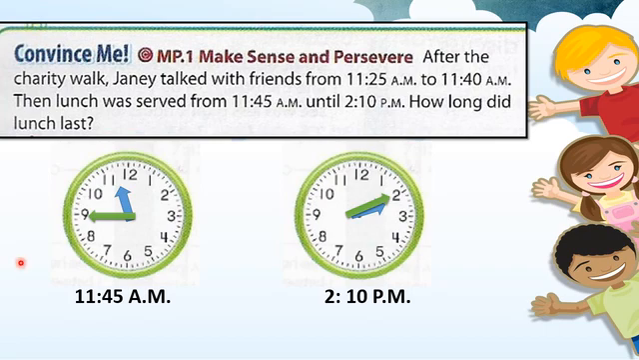So from 11:45, if it becomes 12:45, it will be 1 hour. And if it becomes 1:45, it will be 2 hours past, right? So from 1:45, the minute hand will stop here at the 9, which means 45 minutes.